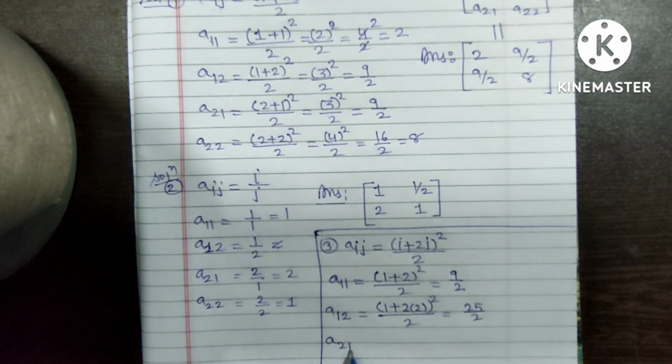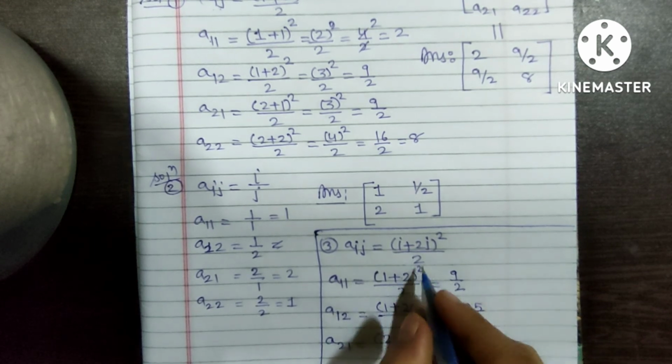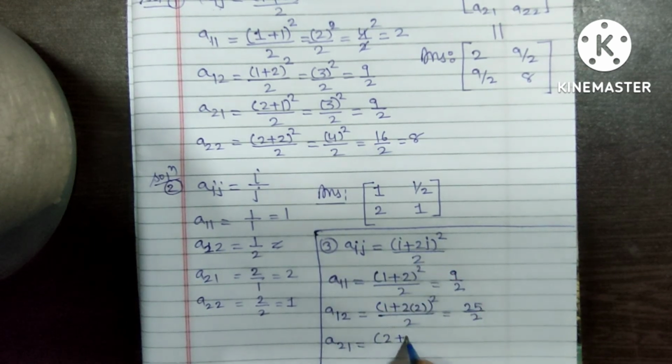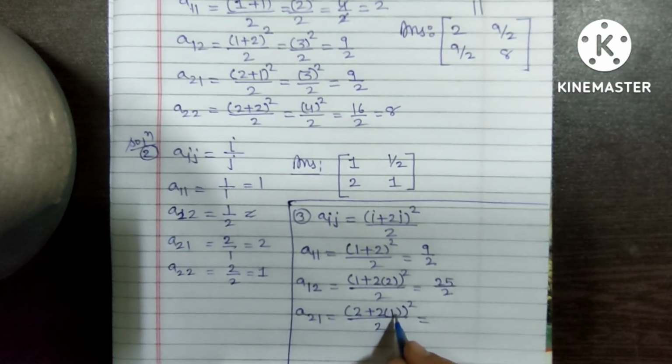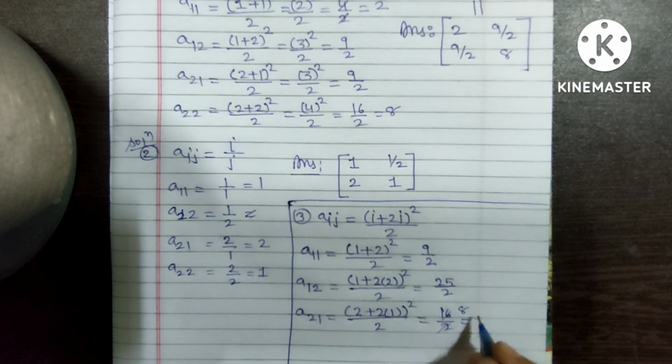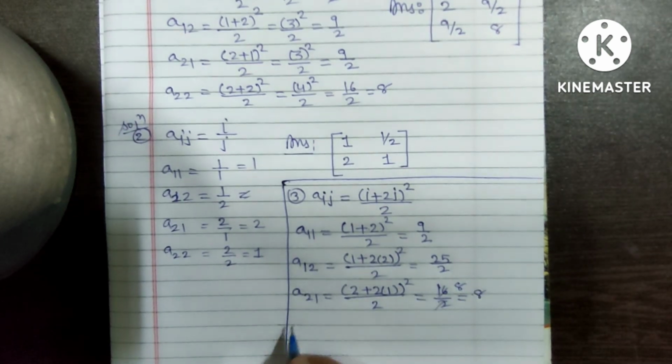Next, a21 will be I की जगह पर हमें क्या रखना है? 2, और j की जगह पर हमें क्या रखना है? 1. So (2 plus 2 into 1) the whole square divided by 2. Okay, 2 into 1 will be 2. So 2 plus 2 is 4. 4 square, that means 16 by 2. 2 8s are 16. So answer will be 8.